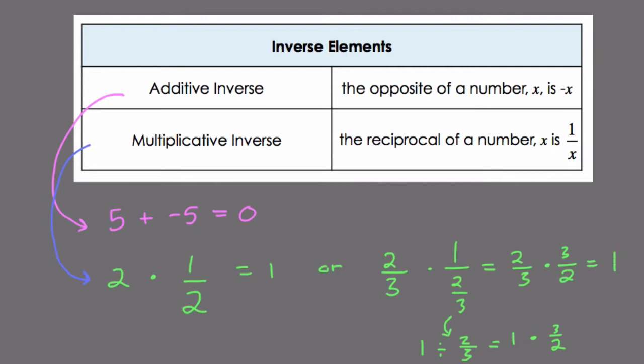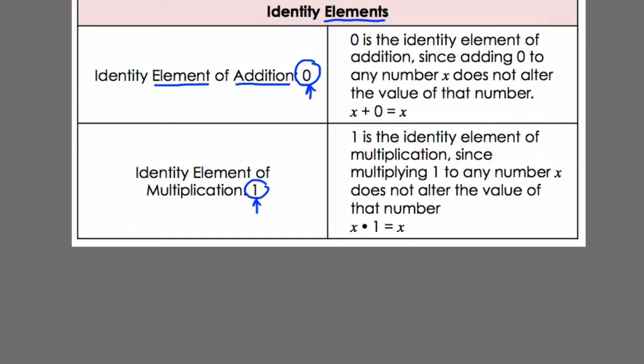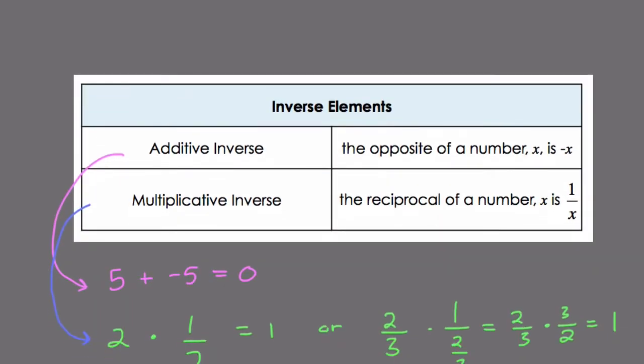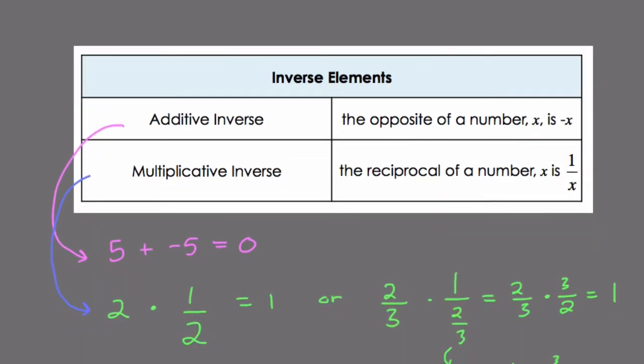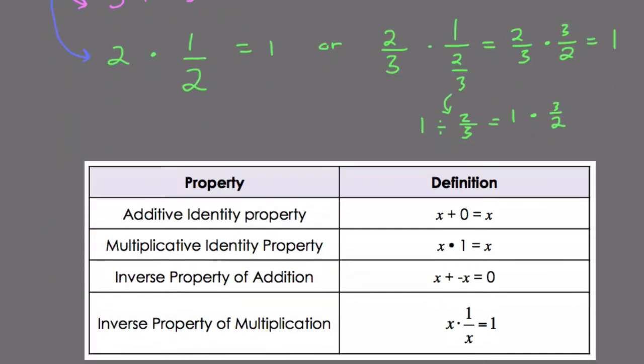This works. So we have, let's scroll back up, identity element for addition, 0. For multiplication, 1. Remember, identity elements don't change your value. Additive inverse and multiplicative inverse. The additive inverse, two numbers that add to 0. The multiplicative inverse, two numbers that multiply to 1. And now the properties that describe what these elements do.